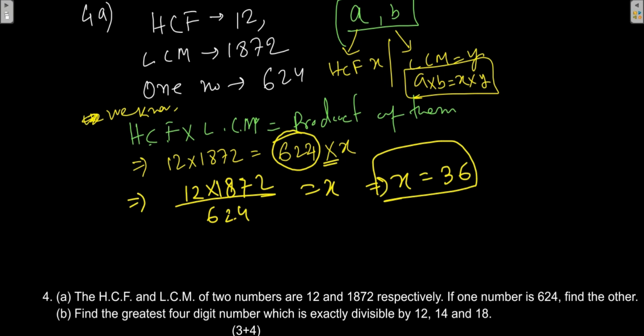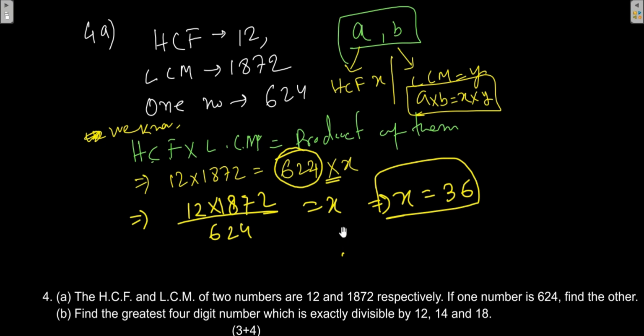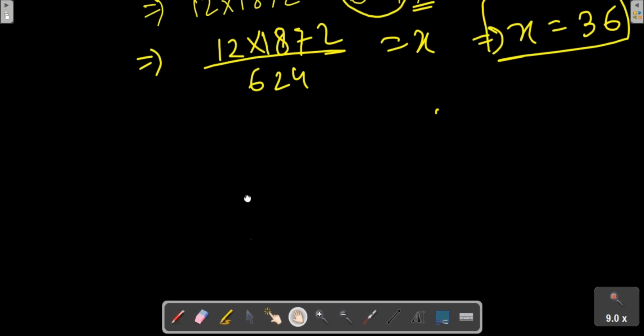If there is any problem, just check this sum once again. I hope it would be very clear to all of you. So just do this cancellation on your own. I know that all of you can do it very easily. This 12 and this 1872 are both even numbers, and the one below, 624, is also an even number. So you can start with 2, and then later on you can find out the ultimate number, that is 36. Anyway, moving towards the next sum.